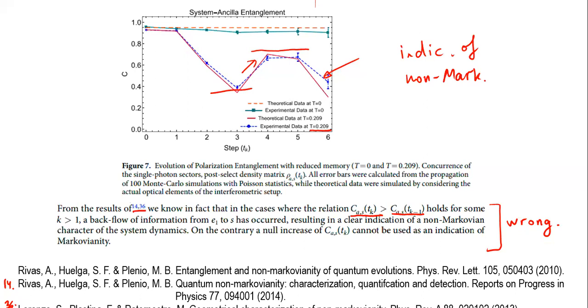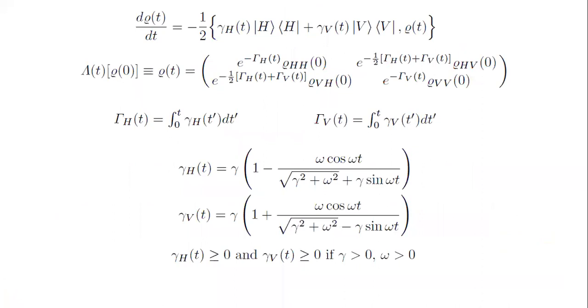So let me illustrate this by the following example. Let us consider one qubit evolution where rho is the density operator of a qubit, and we have two states, H and V, with horizontal and vertical polarization for a single photon. Here I have an anti-commutator. So that equation describes completely positive and trace decreasing dynamics, and that dynamics is divisible. So lambda t is a divisible map.